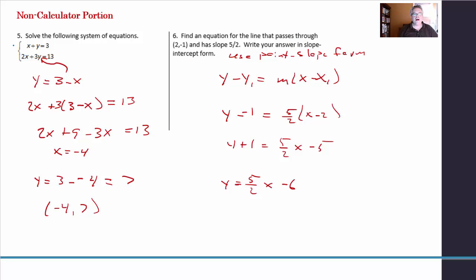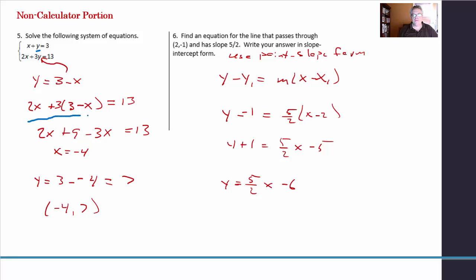Here we go. Number 5 says, solve the following system of equations. Now, there's a variety of ways to solve this. These are equations for lines, but I'm going to use the substitution method. So I solved the first equation for y, and I got y equals 3 minus x. I just subtracted x from both sides. Now we take that and we substitute in for y into the second equation.